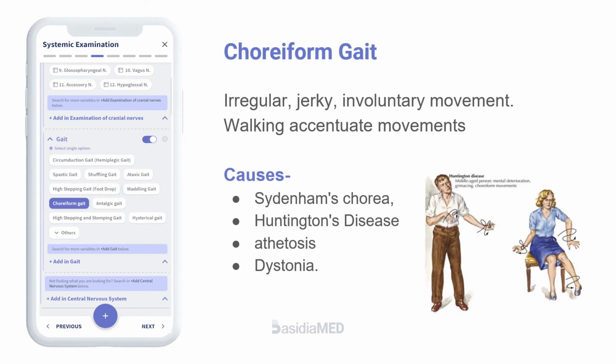Choreiform gait. Choreiform gait is caused due to basal ganglia disorders including Sydenham's chorea, Huntington's disease, and other forms of chorea, athetosis, or dystonia. The patient will display irregular, jerky, and involuntary movements in all extremities. Walking may accentuate the tremors.